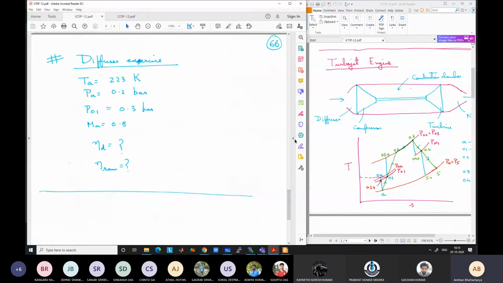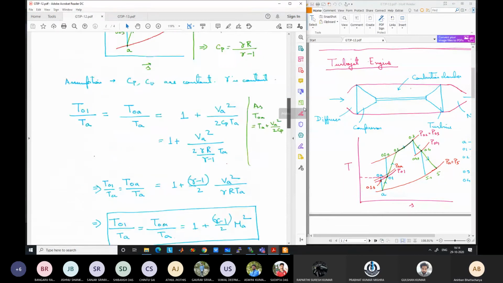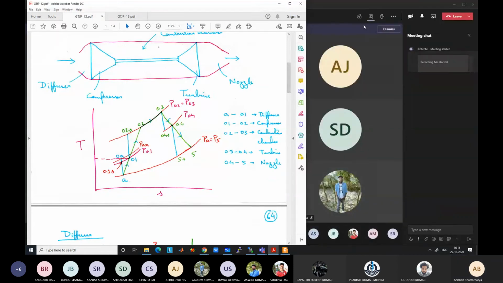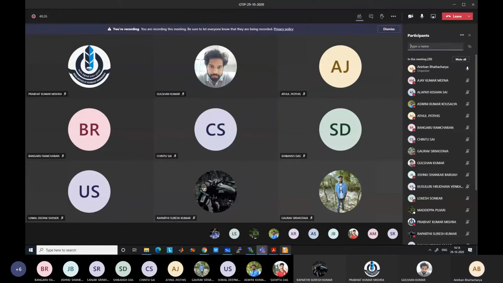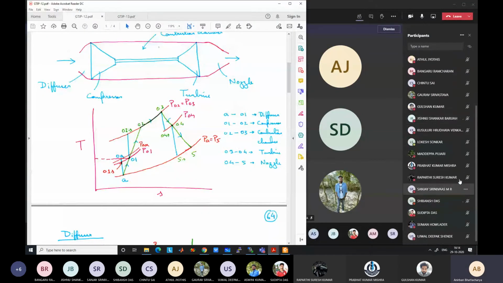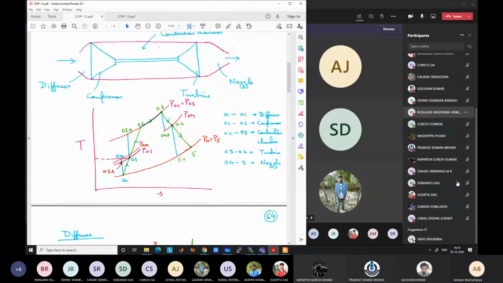Let me just open this. Who is here? Ujjwal. So what can be the parameters that we can consider? Sir, the maximum temperature and the inlet air conditions.